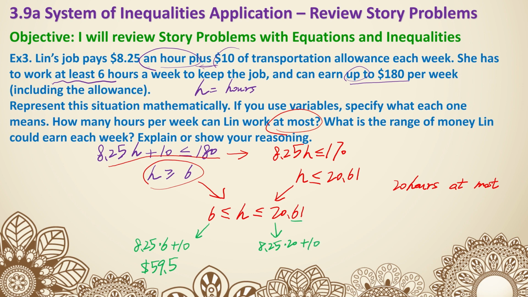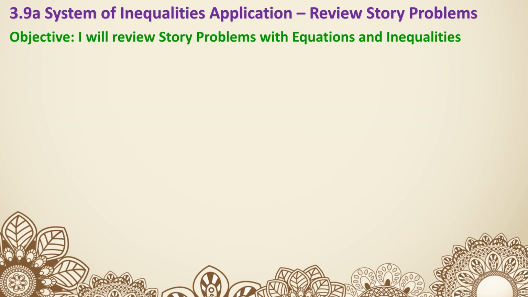So again, it's not just 20.61. You can't use that number. That's not whole hours. So it's 20, and that's going to earn her $175. So her range of salary could be 59.5 to 175. There you go. That's example 3.